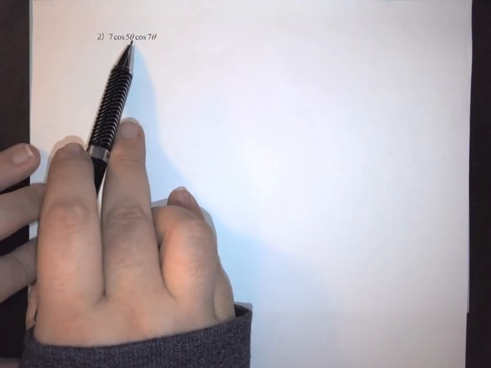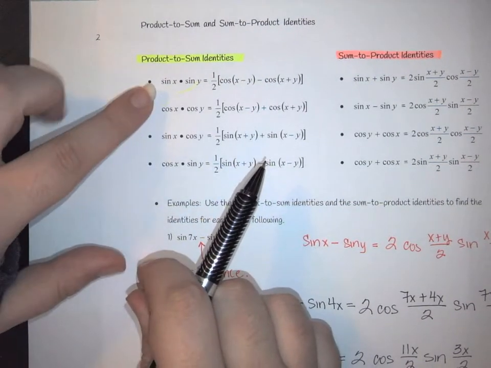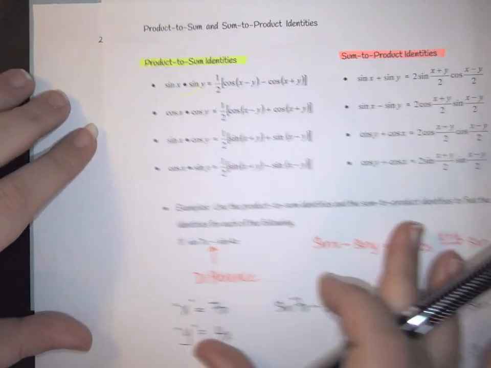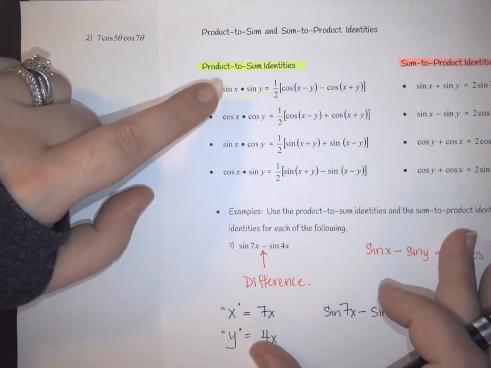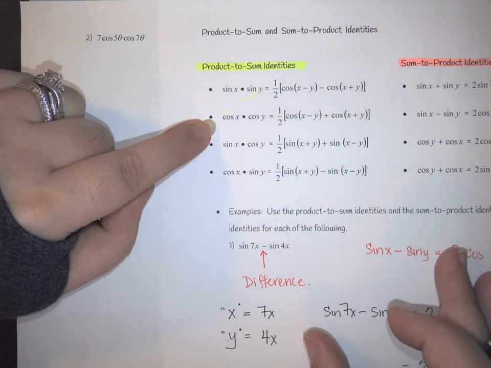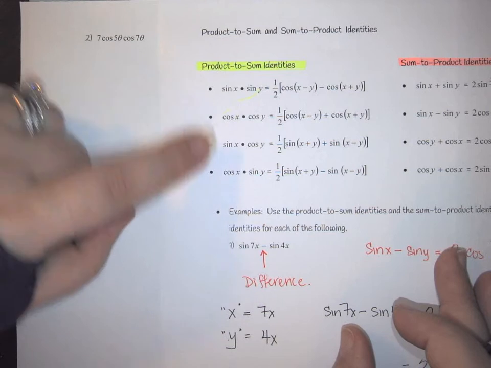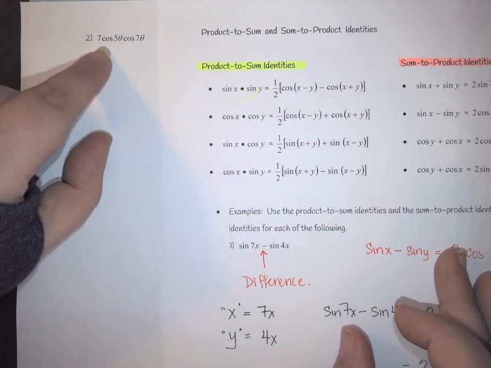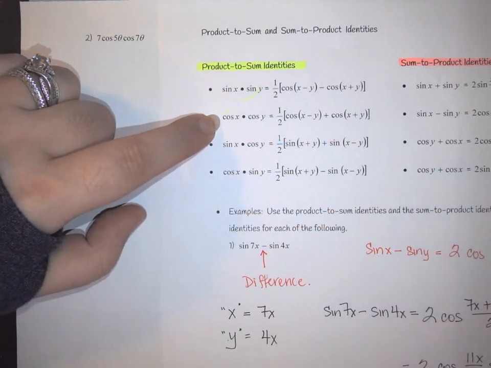Alright, let's take a look at one more. Here I have 7 cosine of 5 theta times cosine of 7 theta. So this is a multiplication, and we're looking at the product to sum identities. We have cosine and cosine. Here we've got sine x sine y, cosine x cosine y, sine x cosine y, cosine x sine y. We have to match the identity to what we've been given. We've been given a cosine-cosine pair, so we're going to use the cosine-cosine identity.